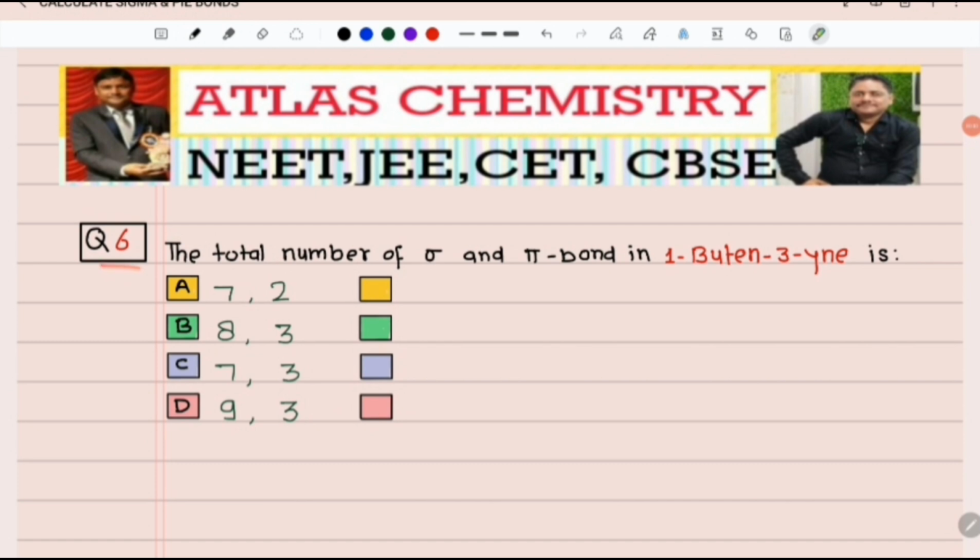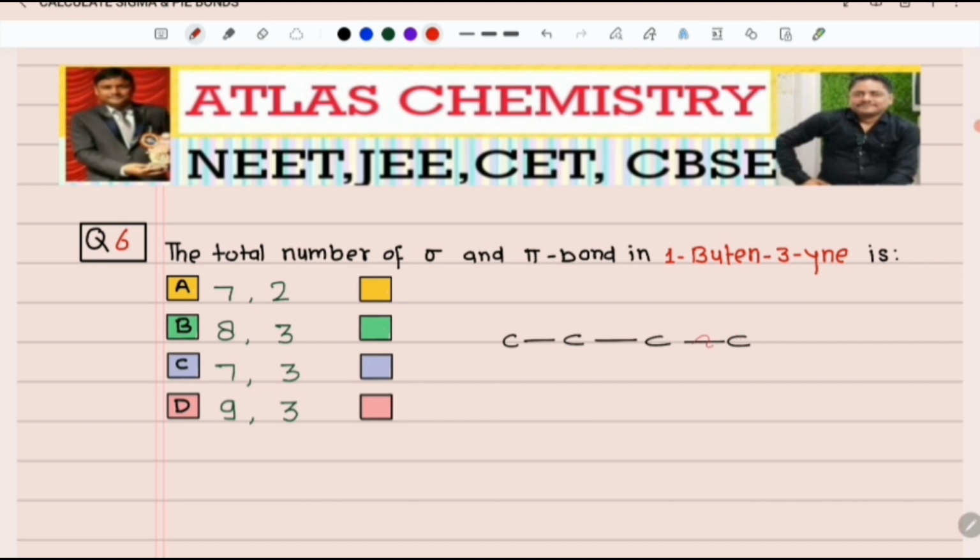Question number 6. The total number of sigma and pi bonds in 1-butene-3-yne is, option A is 7 and 2, option B is 8 and 3, option C is 7 and 3, option D is 9 and 3. Now first of all we have to see the structure of 1-butene-3-yne. So here are 4 carbons. So 1 carbon, 2 carbon, 3 carbon and 4 carbon.